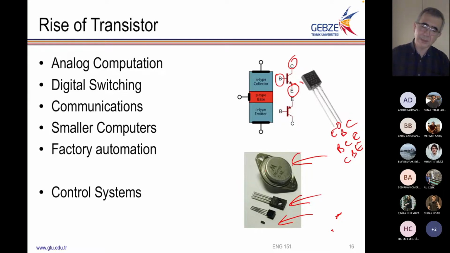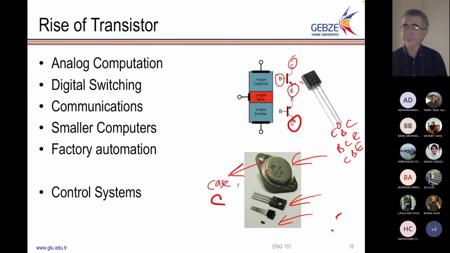But usually in these types, the case is the collector. That's what I know. Case is the collector, this part. There are two pins on the other side. One of them is base, one of them is emitter, and collector is the external case.